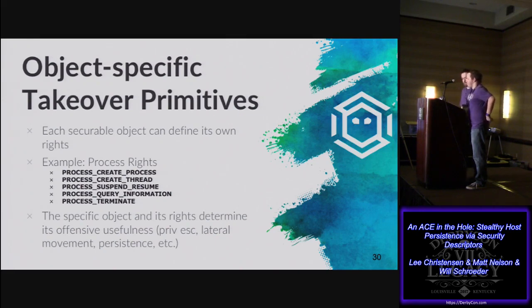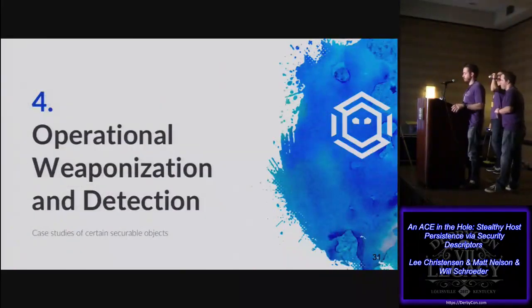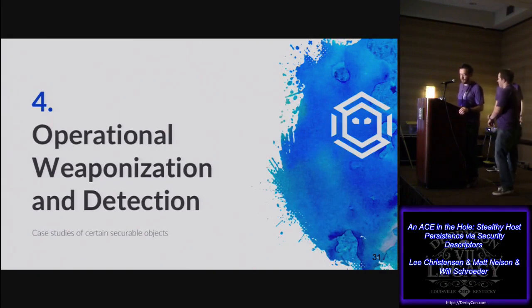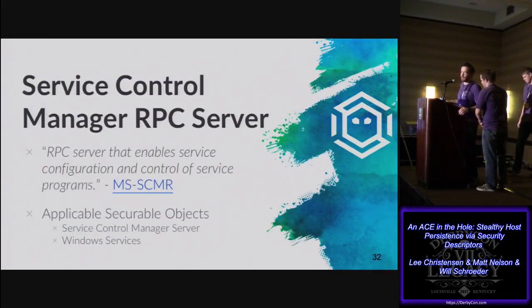So, Lee, you want to talk about the process components? Yeah. So, like we said, each object can have its own rights. For example, a process has its own set of rights. In order to interact with a process, when you try and open that process, you can have the create process right, create thread right, or the suspend right. Those just define what you can actually do to that object. Really, it's the specific object and its different rights that determine the usefulness of the rights you have. If you don't have a certain right, it may not really matter whether or not you can access the object.